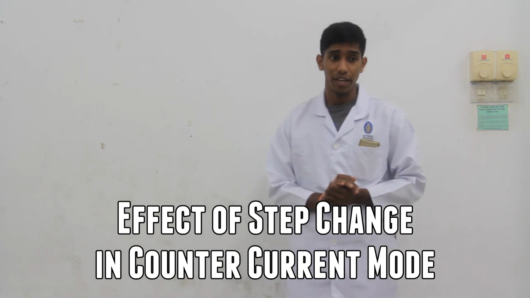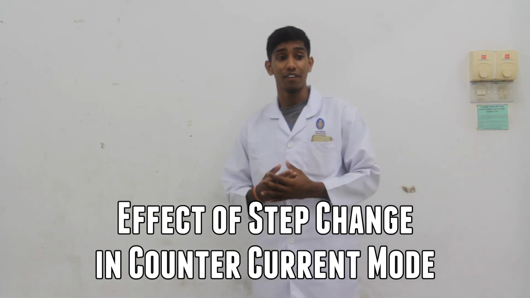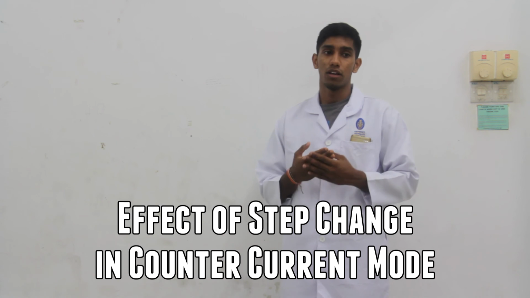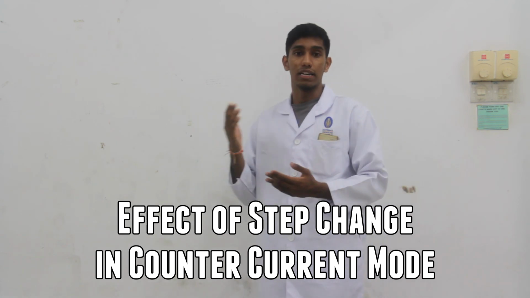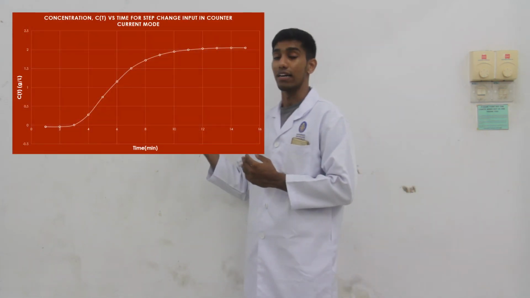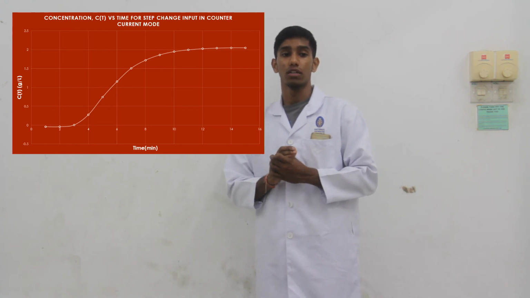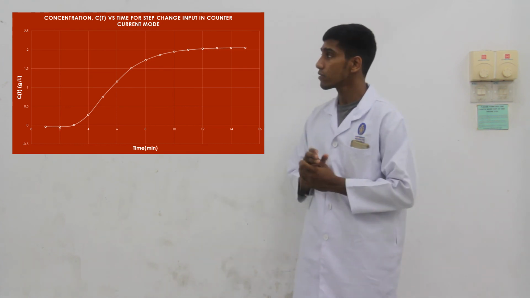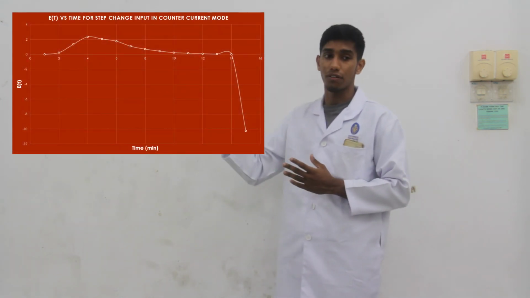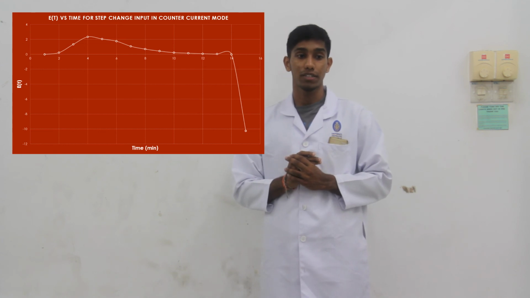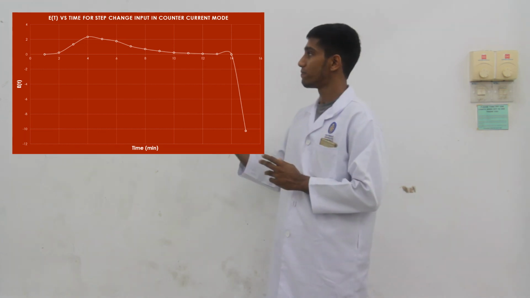So for experiment A, we will be observing the effect of step change input in counter current flow. The liquid flow rate I'll be using is 0.05 LPM and the air flow rate will be 1.0 LPM. So as you can see, this is the graph of concentration against time for step change of counter current flow. Next, this is the graph of E(t) against time for step change of counter current flow.